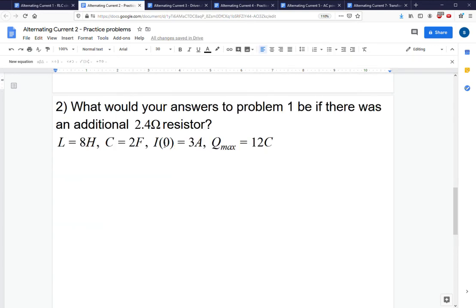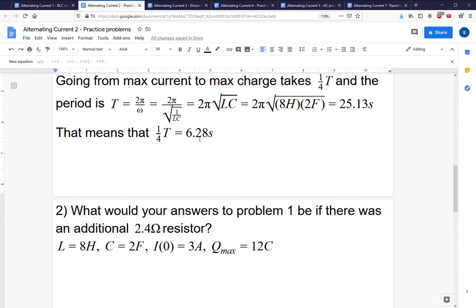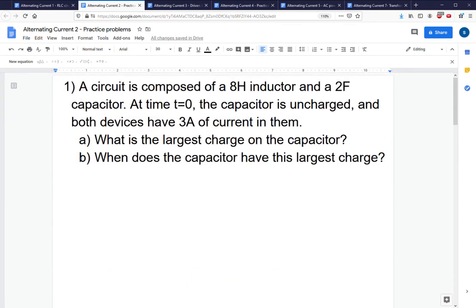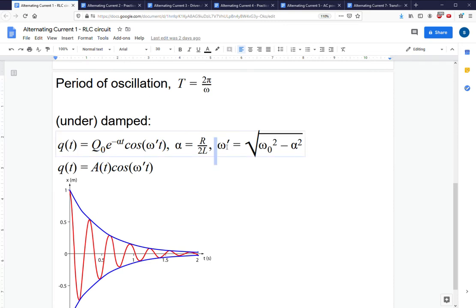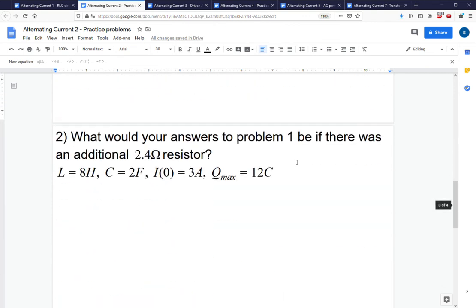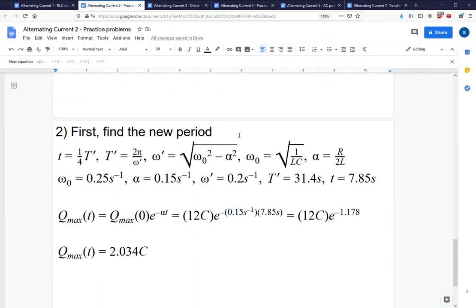So it might be better if we solve this problem backward, if we started with part B, because we can find our new omega easily enough. Omega is equal to the square root of omega naught squared minus alpha squared, and alpha is R over 2L. We have this information. So we can find omega naught, the square root of 1 over LC, is equal to 0.25 per second. Alpha, the damping constant, is equal to R over 2L. We plug those values in, we get alpha is equal to 0.15 per second.